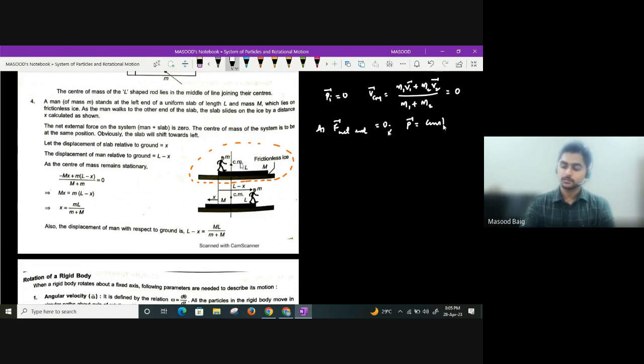Momentum of the system will remain constant. What should final momentum be? Final momentum should also be 0. Initially, the man is at rest, momentum of man 0. The plank is also at rest, momentum of plank 0. Center of mass is also at rest.